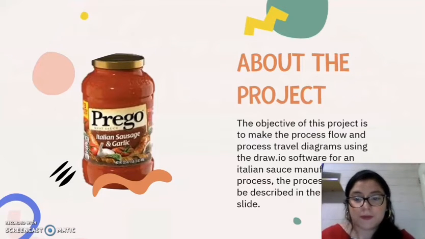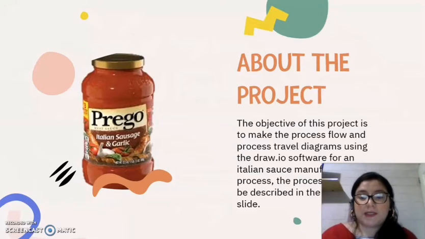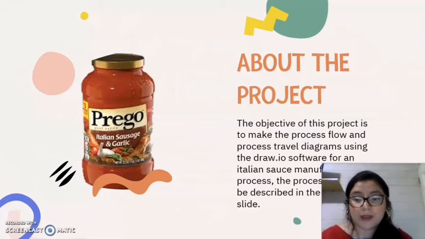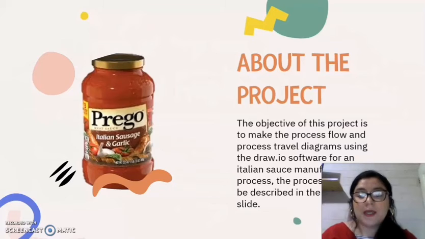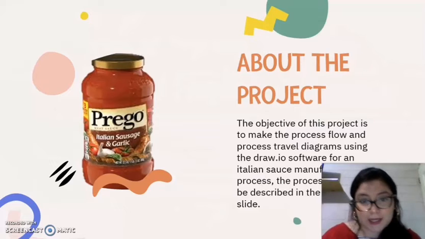About the project. The objective of this project is to make the process flow and process travel diagrams using the Draw.io software, for an Italian sauce manufacturing process. The process is going to be described in the next slide.